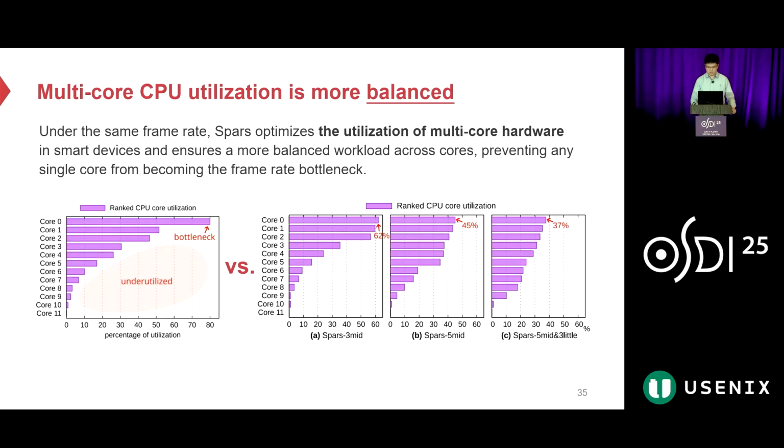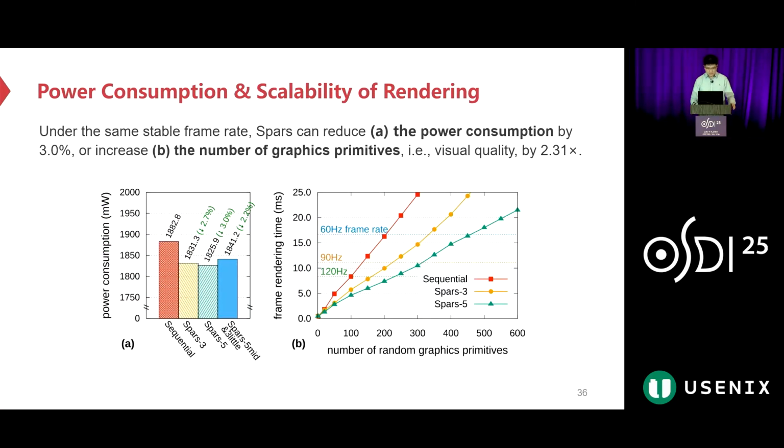Sparse achieves this by making much better use of the hardware. Here, you can see how the workload, which was bottlenecked on a single core in the baseline, is now much more balanced across multiple cores with Sparse. This efficiency translates into two key benefits. First, under the same frame rates, Sparse can reduce the device's total power consumption by 3.0%. This is because a balanced core utilization can make DVFS apply a lower overall voltage and frequency, whereas rendering on a single core in the sequential baseline often forces the CPU to raise its frequency for frames to meet their display deadlines.